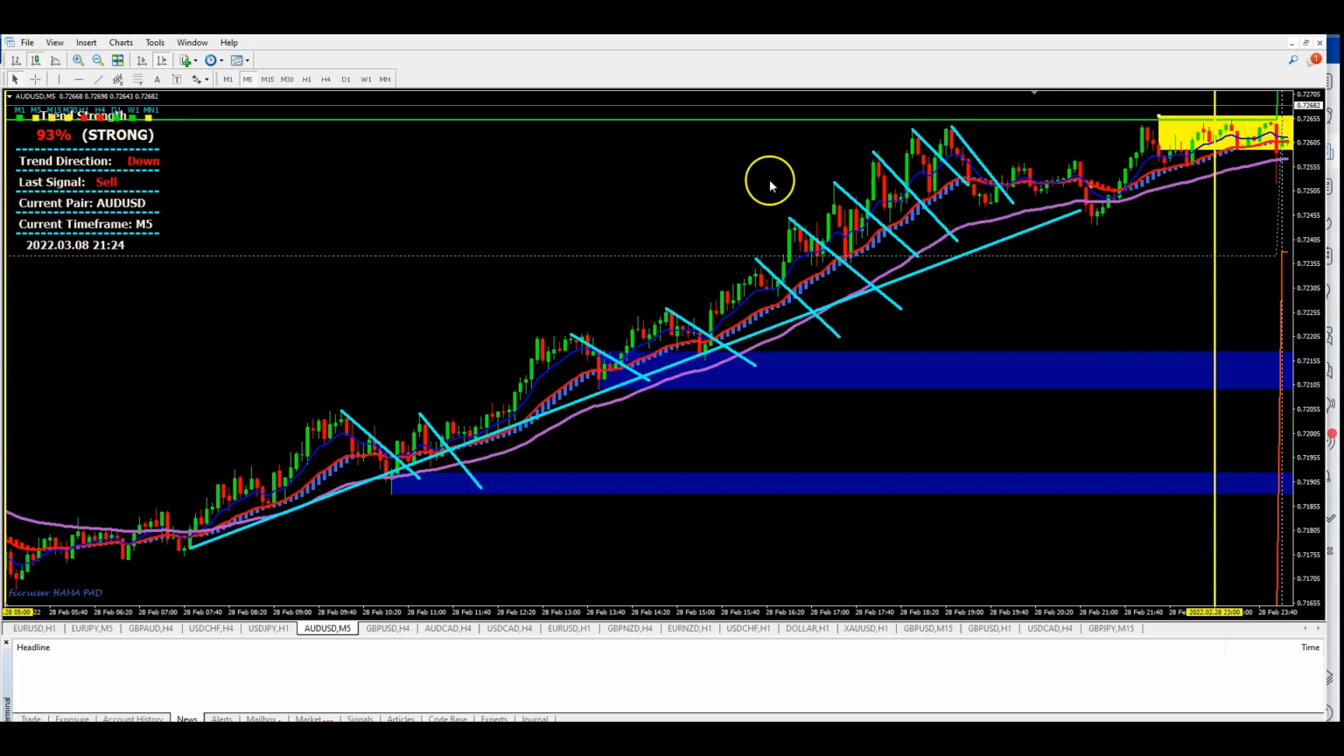But if you want to just enter and let your profits run, as long as you are remaining under this blue hammer, I don't care how much it pulls back.